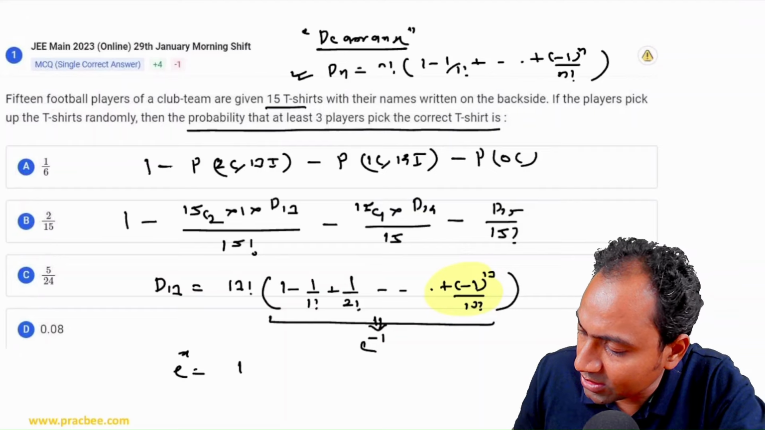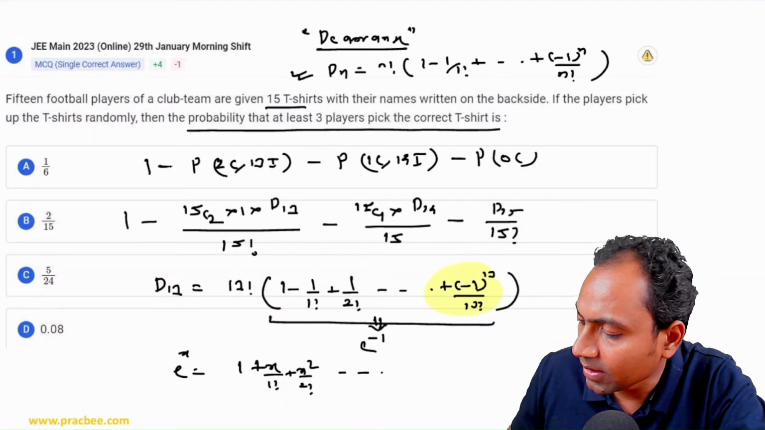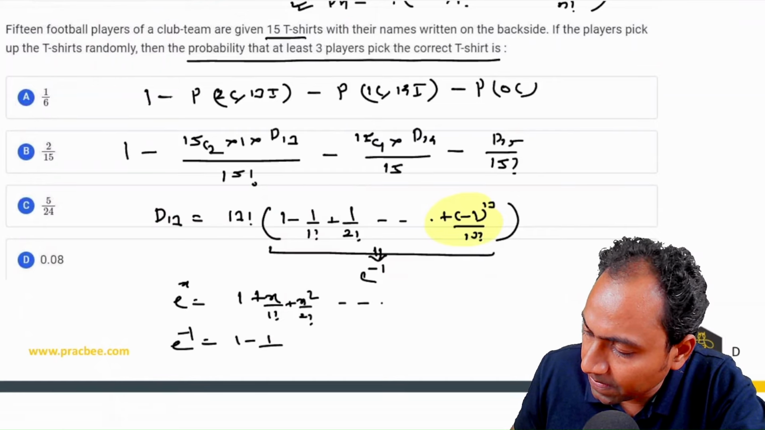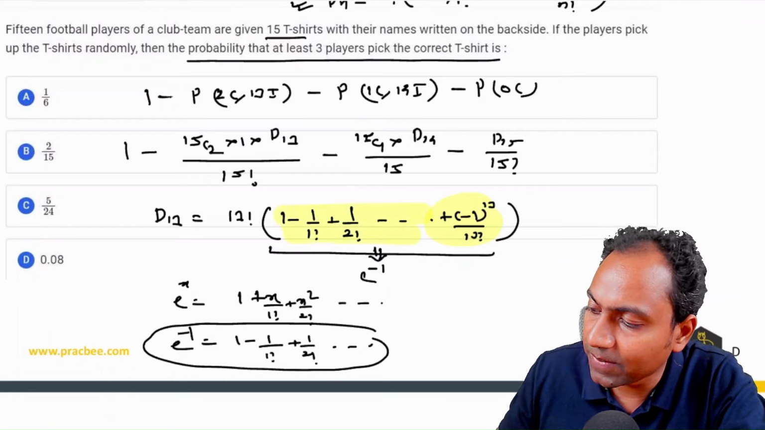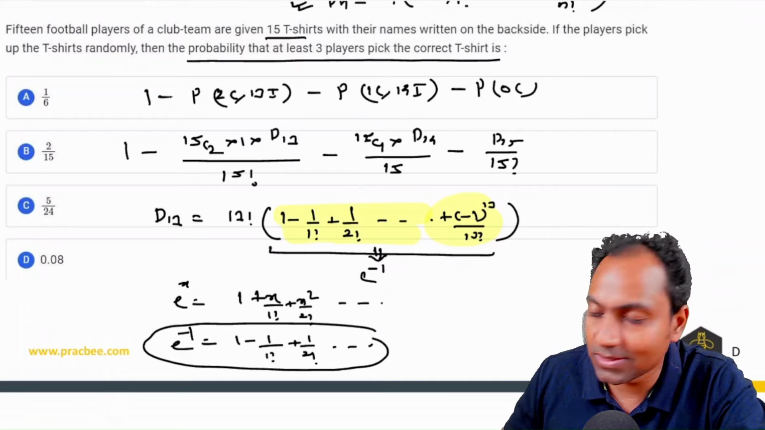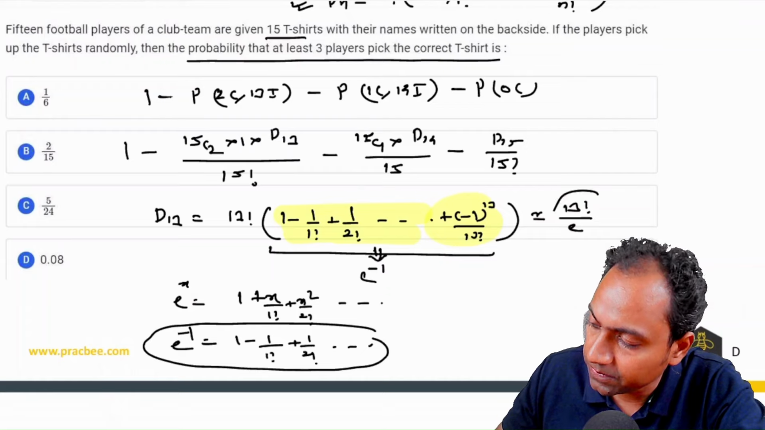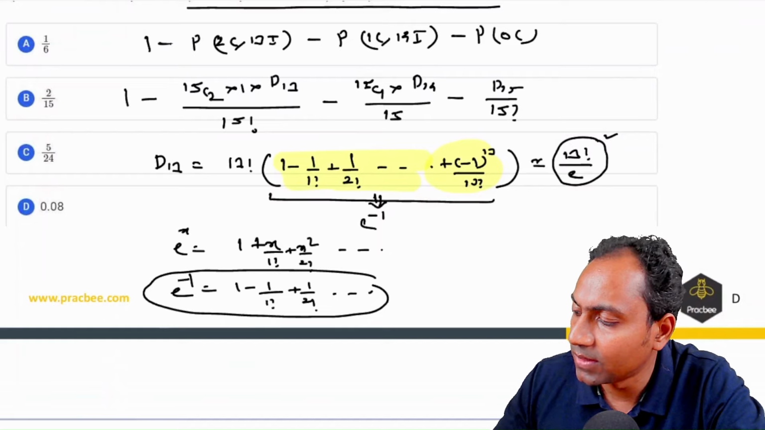So the expansion of e raised to the power x is 1 plus x by 1 factorial plus x square by 2 factorial, and like this, it is an infinite series. So if you are replacing x by minus 1, it becomes 1 minus 1 by 1 factorial plus 1 by 2 factorial. So you can see you are getting the same kind of series as we have been given here. So I can replace this, and this can be approximately written as 13 factorial into 1 by e. And this is one of the approximations that will make your calculation easier.